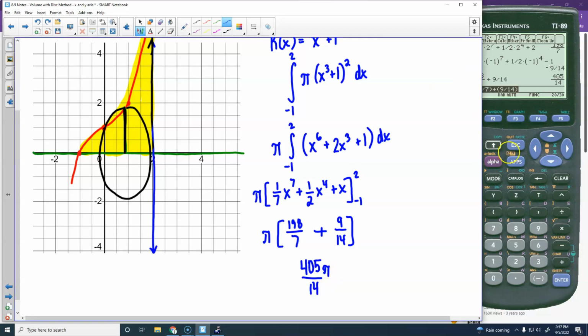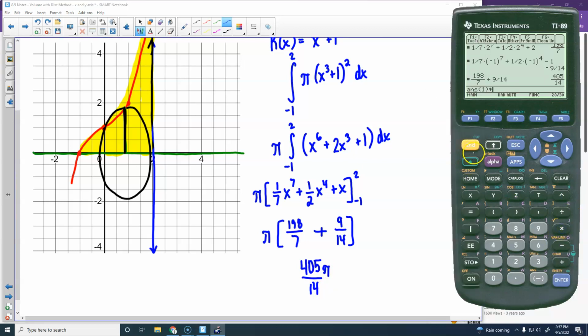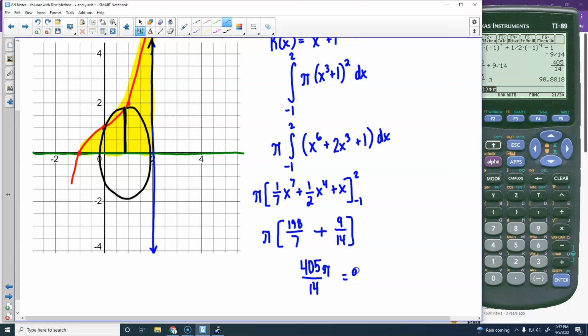So you would have this, or if you want to do decimal, 90.8818. The biggest emphasis on this is getting them set up correctly. A lot of times on these, they don't even ask you to actually integrate. They'll say set up, but do not integrate.